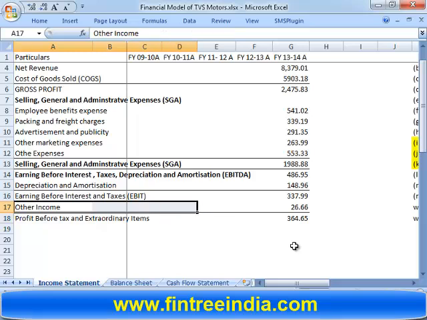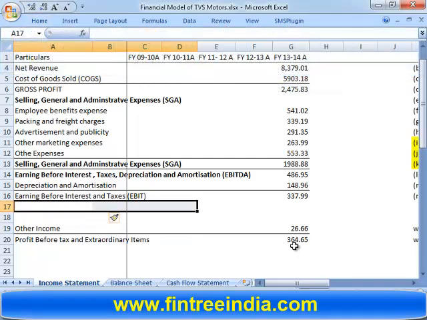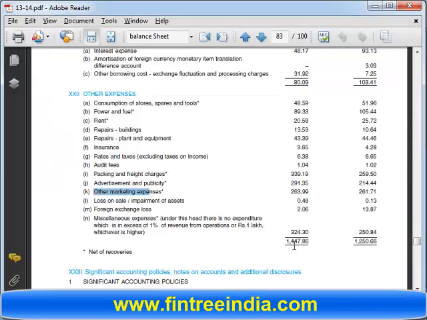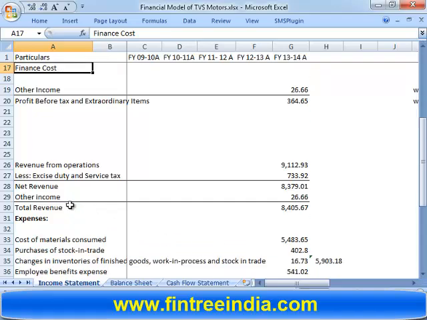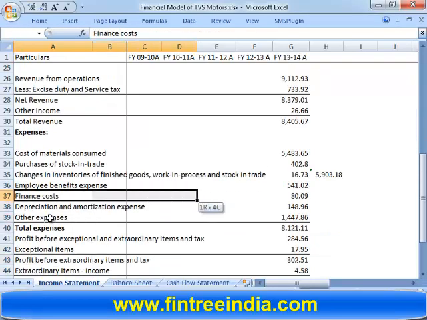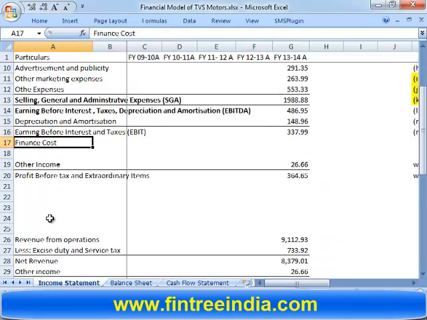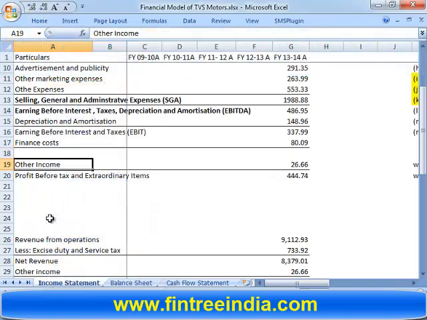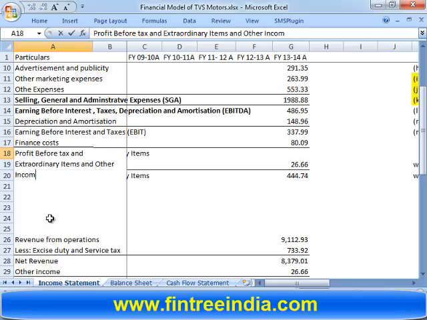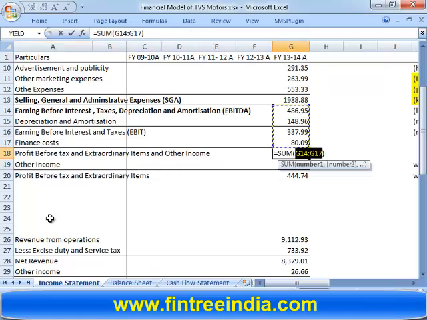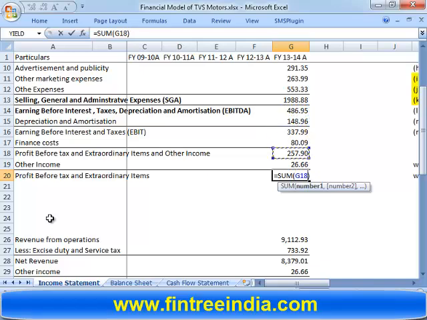Hold on, these two things have gone wrong. We need to take care of one more thing before that. We will have finance cost here. Finance cost 80.09. Then profit before tax, extraordinary items and other income. Then other income and addition of these two items.